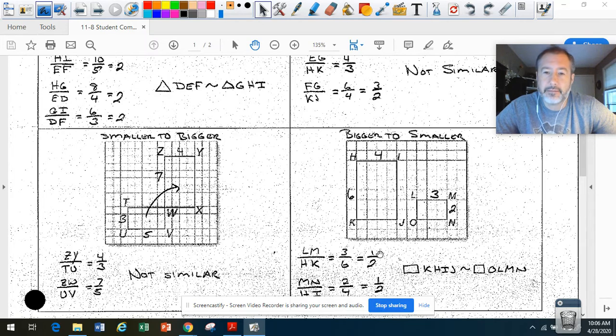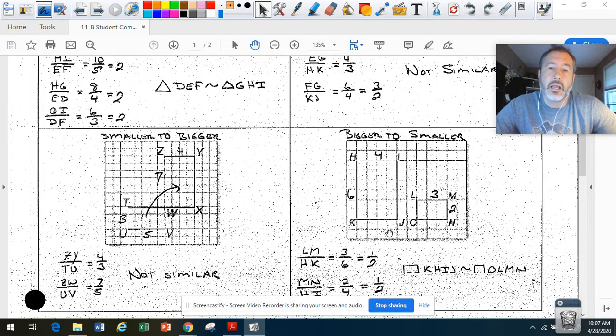So let's see what we have here. It looks like KH is going to go with LM, and HI is going to go with MN. Okay, so remember, we're going bigger to smaller, so we're dealing with less than 1. So the smaller number here must go on top. So let's go here with the LM, which is 3, over HK, which is 6. Reduce that, and you get 1/2.